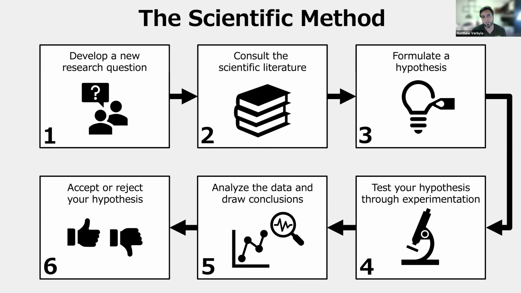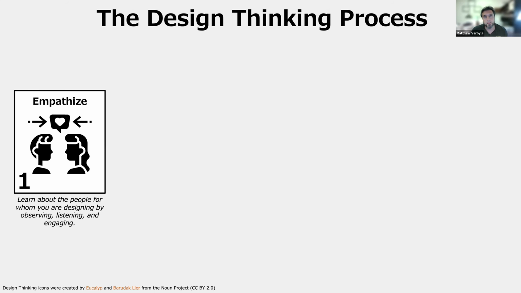All right, so this should look familiar. This is the scientific method, and the engineering design approach has some similarities to the scientific method, but it also has some key differences. All right, and you'll notice in the scientific method that after you accept or reject your hypothesis, it often leads to a new research question, or you might revise your original research question. So now let's talk about the design thinking process. All right, so the engineering design process.